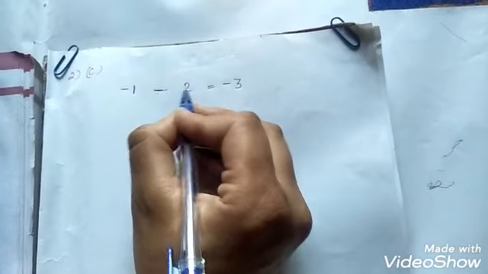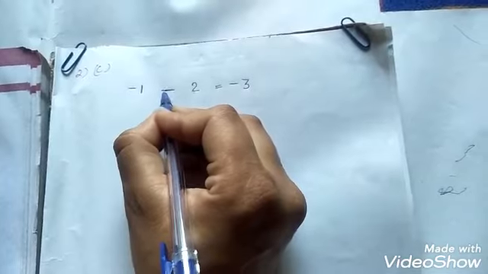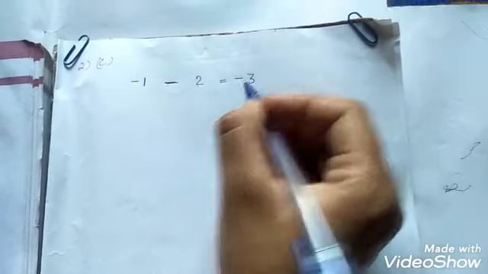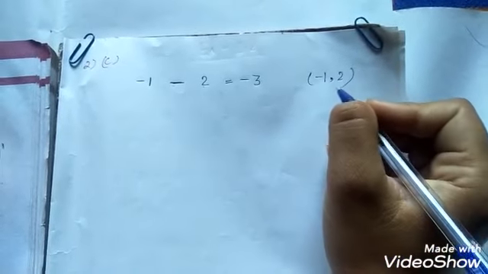Minus 1 minus 2: 1 plus 2 is 3, and 2 is a greater number, its sign is minus. So the answer will be negative. So the pair is minus 1 and 2. You take more pairs.